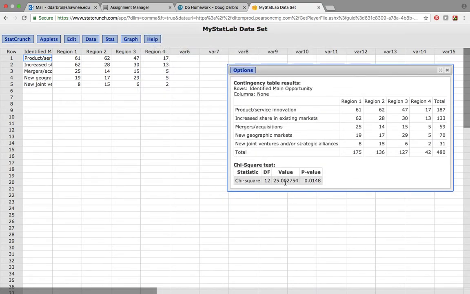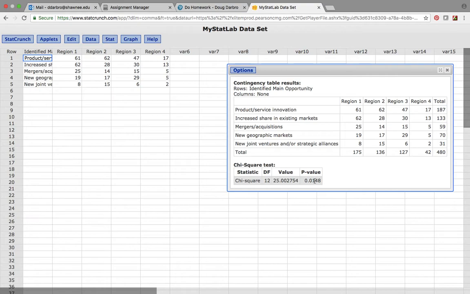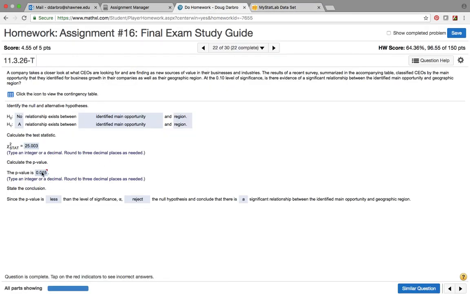Now when I get that, you can see that the value is 25.003, which is the chi-square. You can see that the p-value is 0.015, which is what you get when you round appropriately. And since the p-value is less than the level of significance of 0.10, we reject the null. So since the p-value is less than the level of significance, we reject the null and find out that there is a relationship between the two.